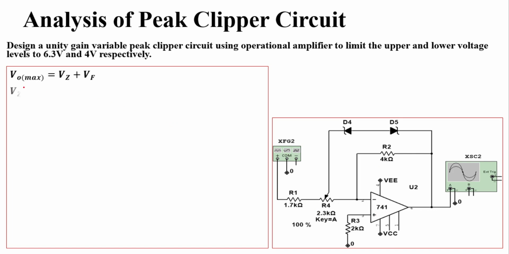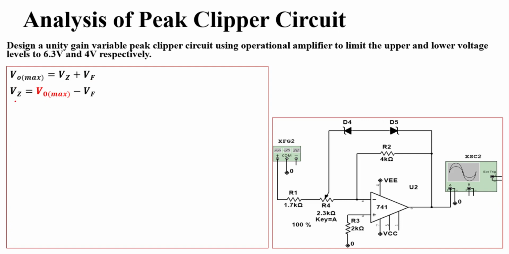We know that the voltage max is provided in the question, 6.3 volt, and that should be equal to the breakdown voltage of the Zener. Here we are using Zener diodes back to back, and the forward voltage of the Zener diode. So Zener breakdown voltage plus Zener forward voltage, both we have to know.